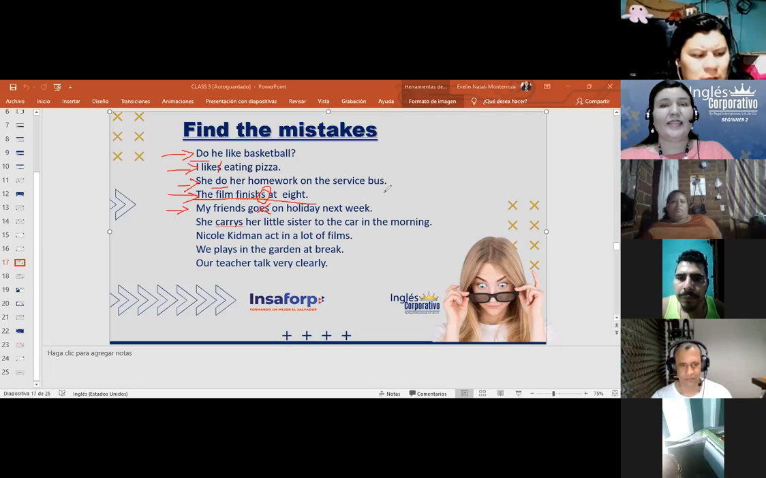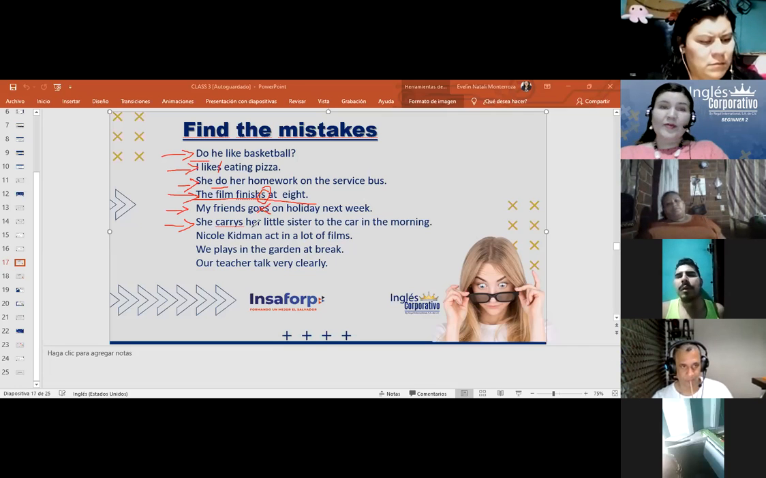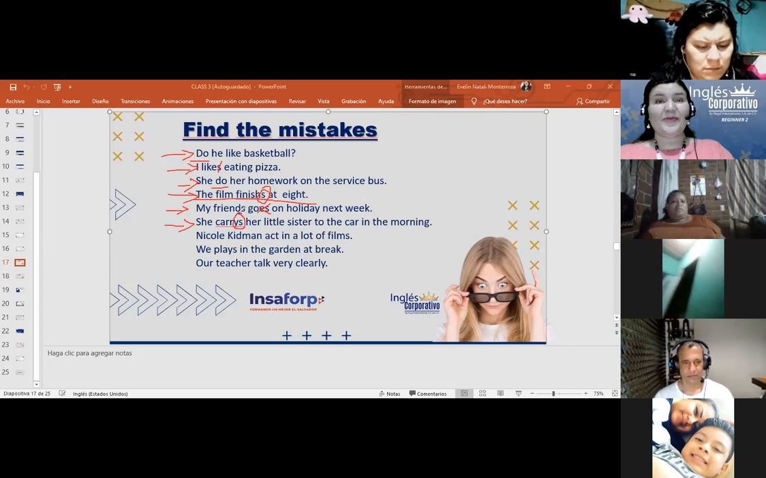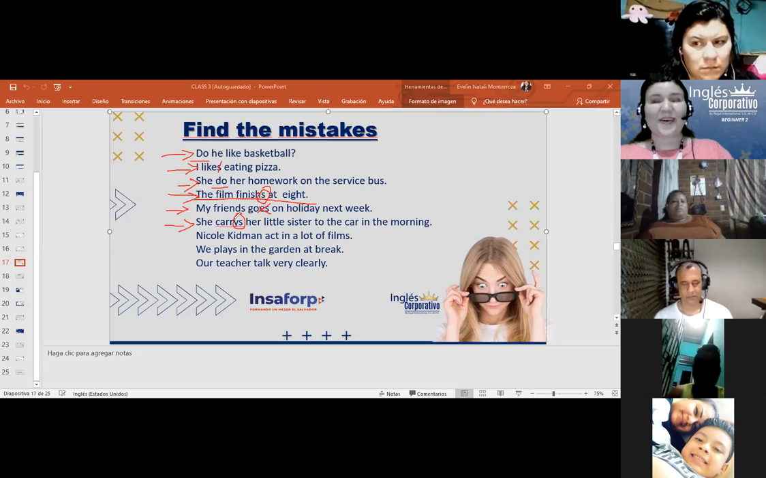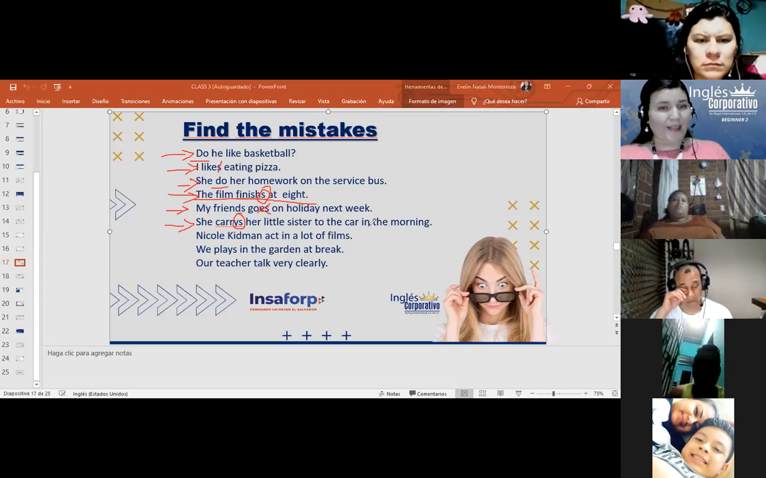Patricia Elizabeth, let's do the next one. Sería Caris, porque es she, es tercera persona. Yes, very good. She carries, right? And as it finishes with Y and a consonant, you change to IES. No le agregamos solo S, sino IES. Very good. Excellent. Very good, Susana. Elizabeth, the next one.